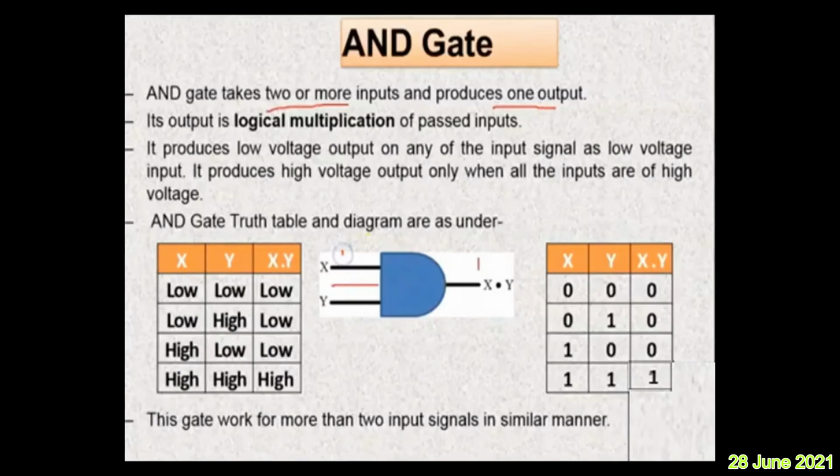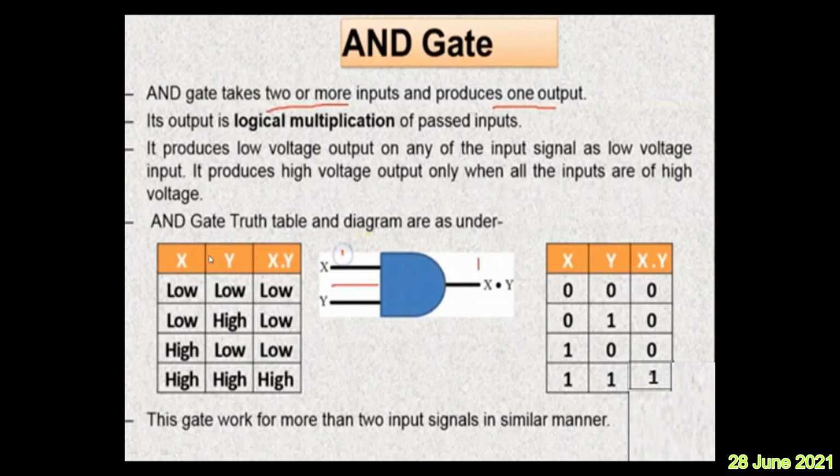Now we'll come to the AND gate. What is exactly the AND gate here? The AND gate takes 2 or more inputs and produces one output. In all these 3 gates, always it produces only one output. Number of inputs may be 2 or more. Its output is the logical multiplication of the inputs. It produces low voltage output if any one of the input signals is low voltage. It produces high voltage output only when all the inputs are of high voltage.